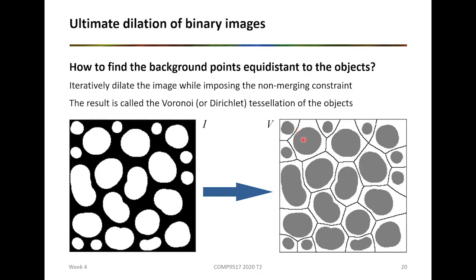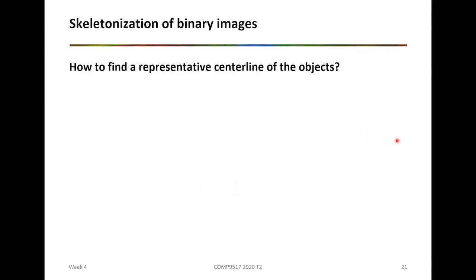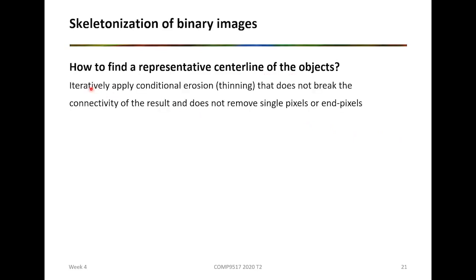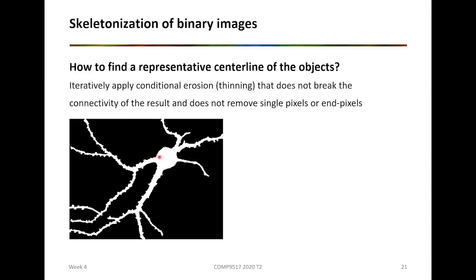Another thing you could do is called skeletonization. How do you find a representative center line of the objects of interest? Iteratively apply conditional erosion, thinning, that does not break the connectivity of the result and does not remove single pixels or end pixels. If I have an image like this, which is a segmentation of a neuronal cell, so from a microscope image, you see the cell body and lots of extensions here, the dendrites.